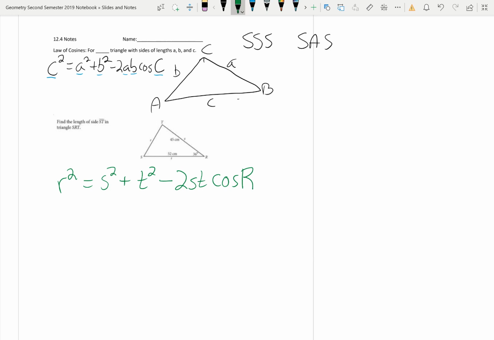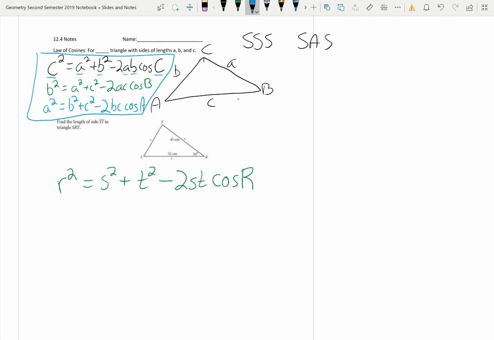So I'll go over this one more time. That means this equation above, you can actually also do b squared equals a squared plus c squared minus 2, what am I going to put next to the 2? Yeah, I'm going to put AC cosine of what angle? B. And you guessed it, you can actually do this for A as well. So a squared equals b squared plus c squared minus 2 what? BC. Cosine of what angle? A. So these equations are all the law of cosines, and they will all work.